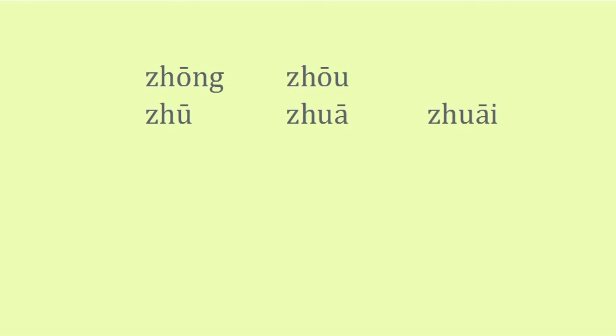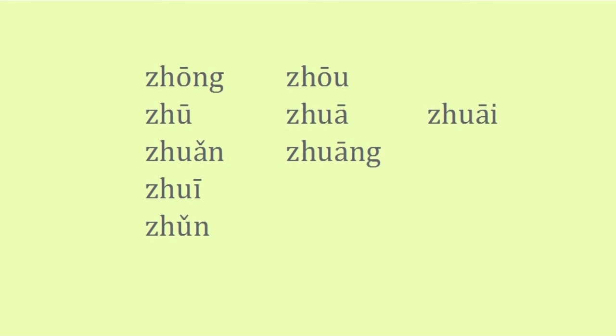ZHONG is pronounced as chong, ZHOU is pronounced as cho, ZHU is pronounced as chu, ZHUA is pronounced as chua, ZHUAI is pronounced as chuai, ZHUAN is pronounced as chuan, ZHUANG is pronounced as chuang, ZHUI is pronounced as chui, ZHUN is pronounced as chuan, ZHUO is pronounced as chuo.